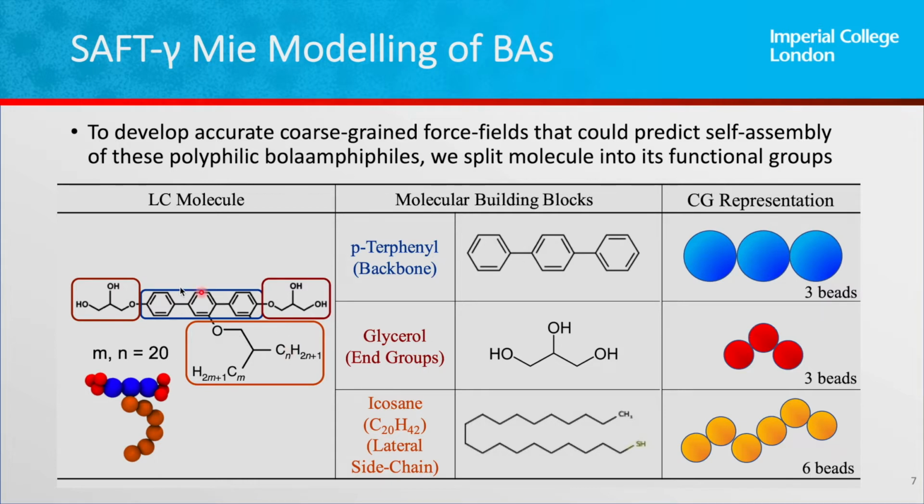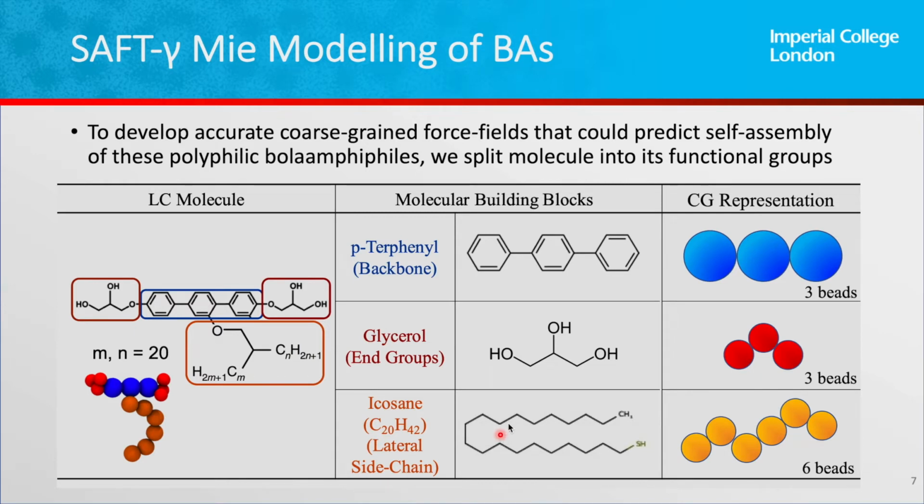In terms of functional groups, we have basically a rigid backbone that can be assumed to be formed of, for example, p-terphenyl. We have sticky end groups, as I mentioned, hydrogen bonding groups. They look like a glycerol group, and we have the lateral side chain that, for example, has a sum of 20, so we could assume that we have an icosane, a C20 alkane.